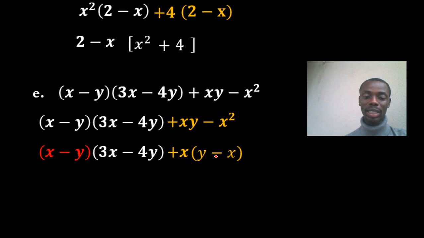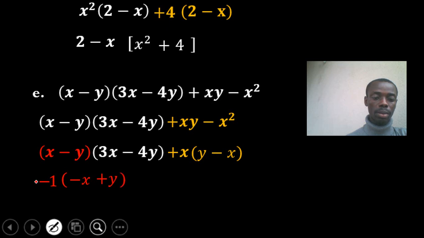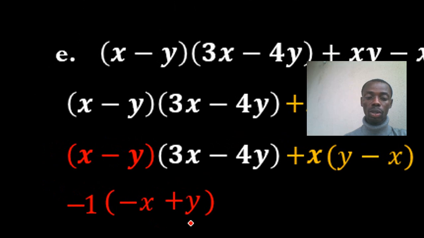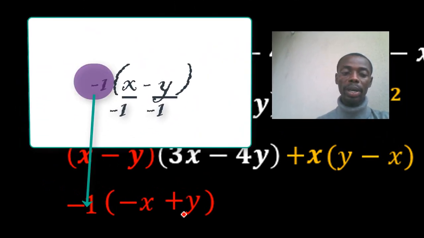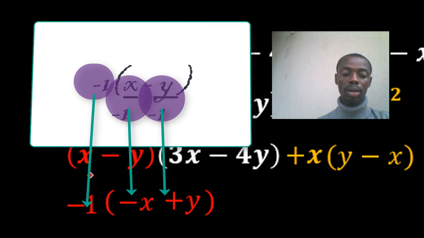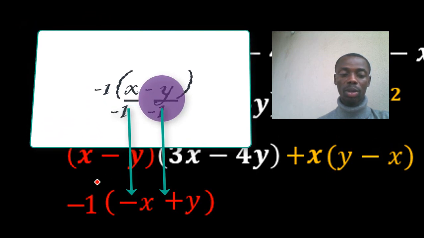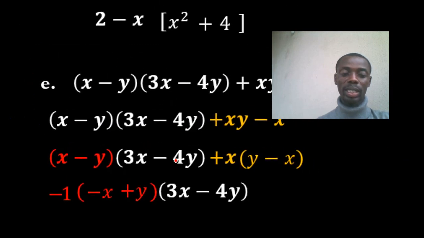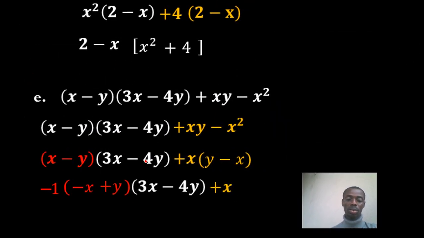So let's see how it works. I'm bringing in a negative directly, minus 1. That's becoming minus x plus y. I just want to believe you understand what I did there. You see your negative 1 dividing both terms here, and you're having minus x and plus y here. Then we'll bring the value in white. So now plus x into y minus x.